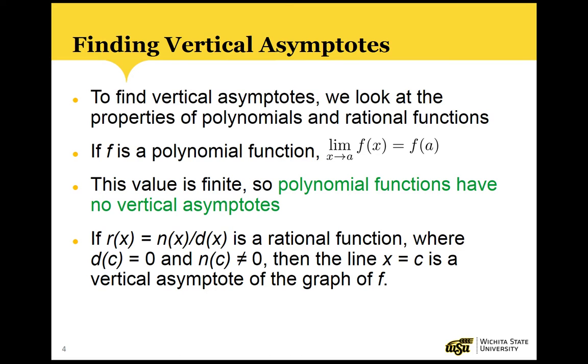Now, for rational functions, r of x, we think of them as being a numerator function, n of x, divided by a denominator function, d of x. If the denominator function at a point c is equal to 0, and the numerator function at point c is not equal to 0, then the line x equals c is going to be a vertical asymptote of the graph of f.